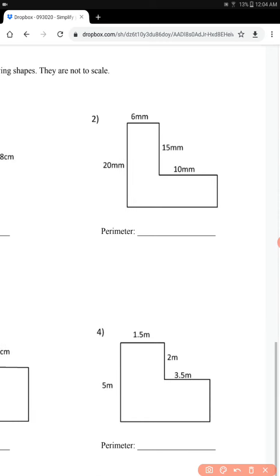Let's try number 2. We're given all the side lengths except for these two. We have to figure them out. So this is 15 and this is 20, which means that this would be 5. Since this is also 5, if this is 5, then this is also 5. And 15 plus 5 adds up to 20. And that's correct.